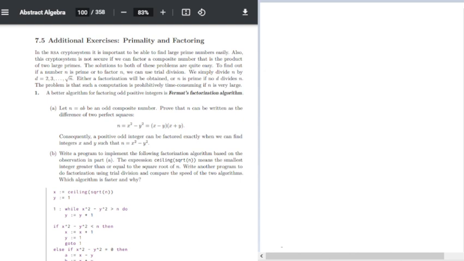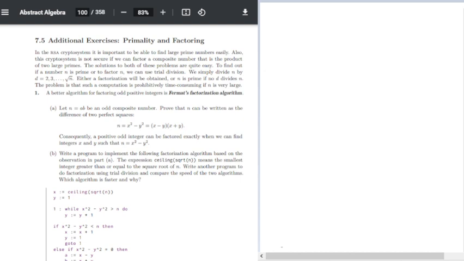So, okay. In the RSA crypto system, it is important to be able to find large prime numbers easily. Also, this crypto system is not secure if we can factor a composite number that is the product of two large primes. The solution to both these problems is quite easy. To find out if a number n is prime or to factor n, we can use trial division. We simply divide n by d equals 2, 3, and on all the way up to the square root of n. Either a factorization will be obtained, or n is prime if no d divides n. The problem is that such a computation is prohibitively time-consuming if n is very large.